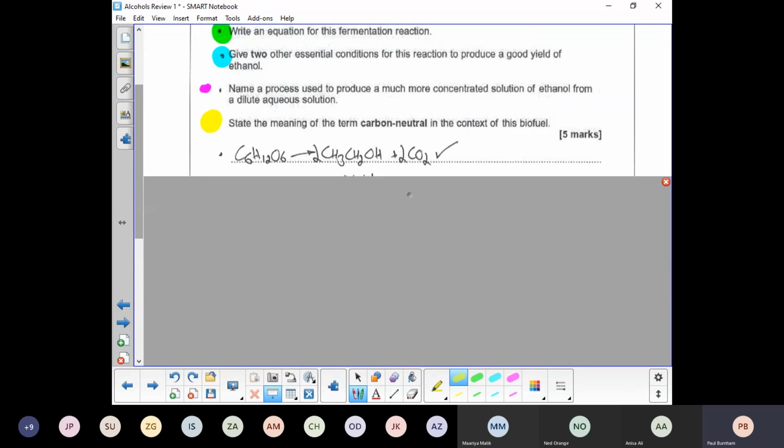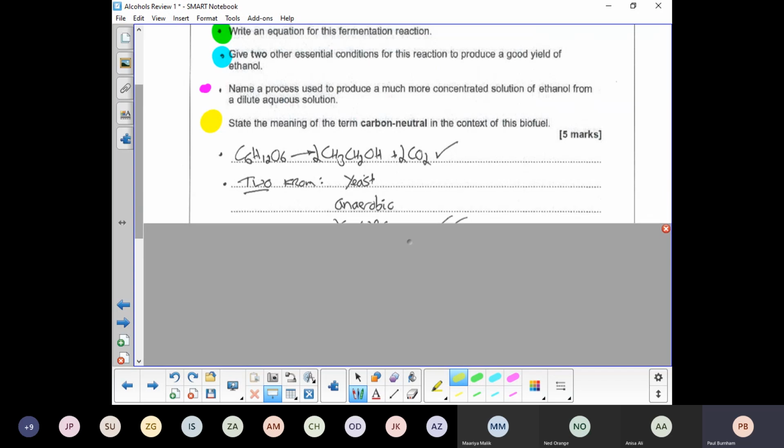C6H12O6 is going to give me 2 moles of ethanol and 2 moles of carbon dioxide. That would be my balanced equation. Now I need to give 2 essential conditions. Now we saw at the beginning in question 1 that I was asked to give 3. So there are 3 things I could say here, but I'm only going to get marks for the first 2.